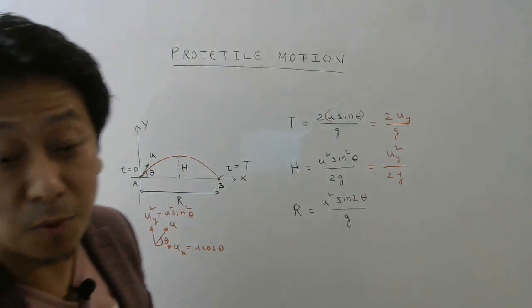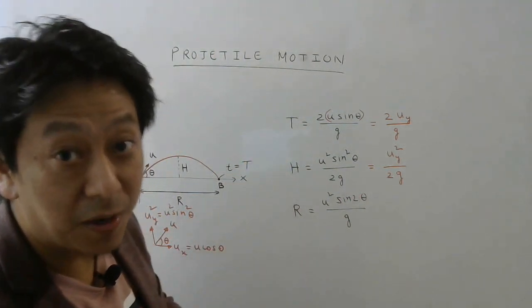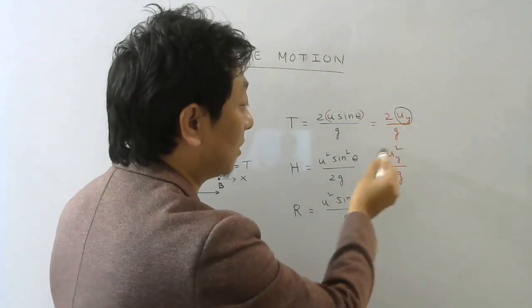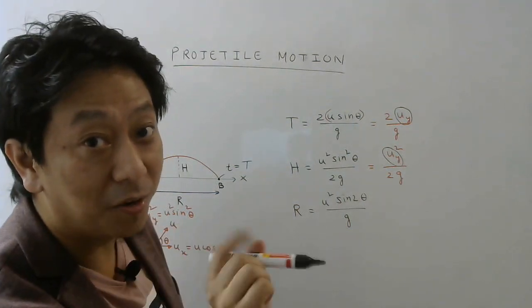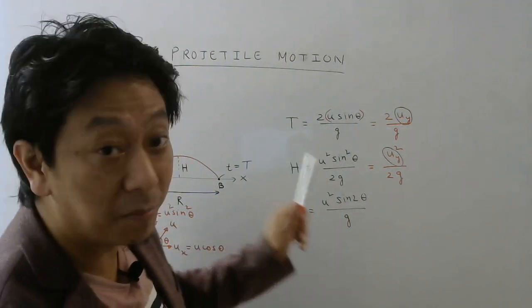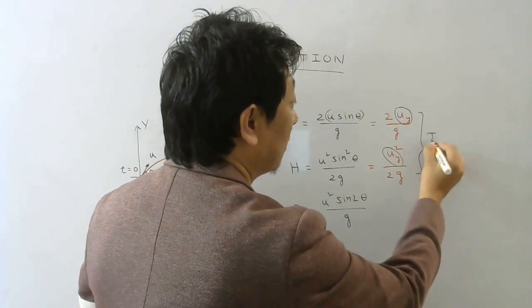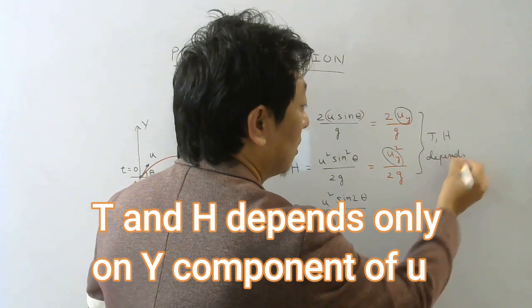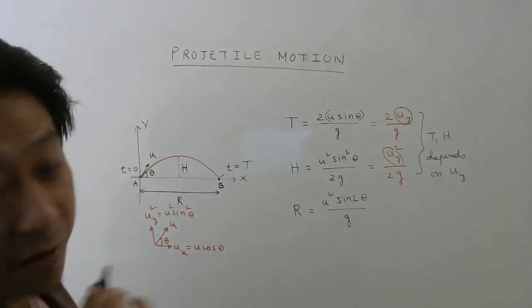Observe something very important. The time of flight and maximum height depends only on the y component of initial velocity. It does not depend on the x component of initial velocity. So try to remember that part, very important. Okay, so your time of flight and maximum height depends on y component of initial velocity only.